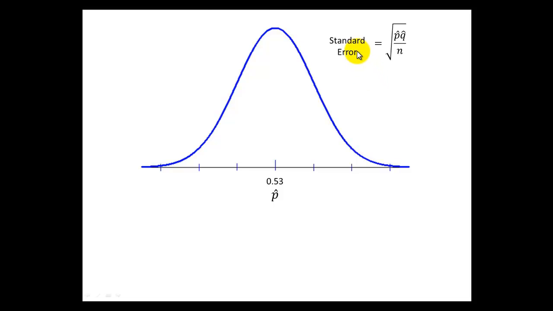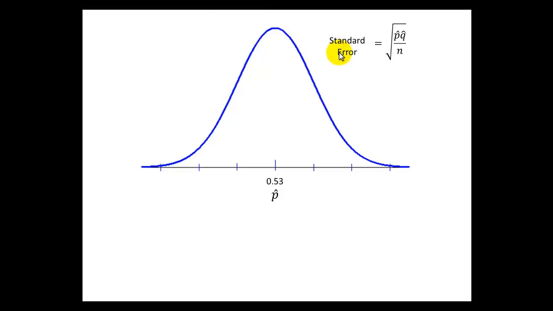Our standard deviation, which actually I'm going to call standard error with this problem, is the square root of p hat times q hat divided by n. Now, the reason we're calling this standard error rather than standard deviation is because we don't know the value of p and q, and we're using p hat and q hat as sort of a stand-in for them. So it goes from being standard deviation to standard error.